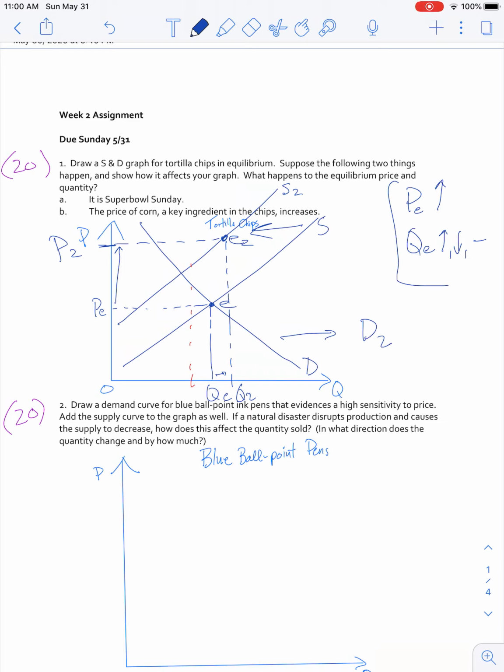Oh, I wiped out my demand. I knew something else was missing. I wiped out my demand curve here too. There we go. Now we fixed it.